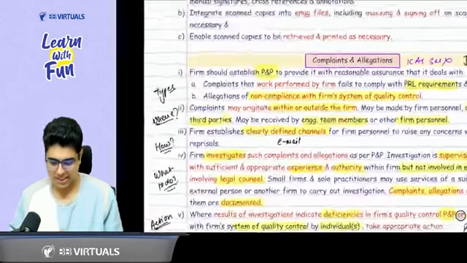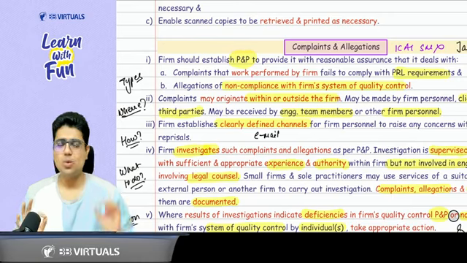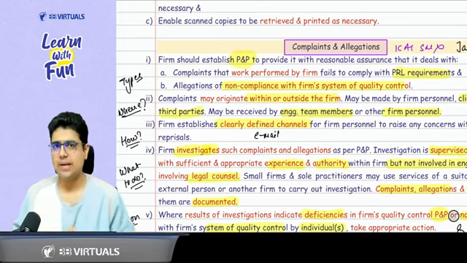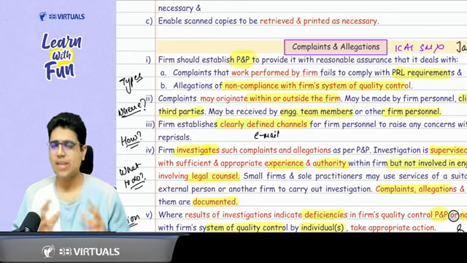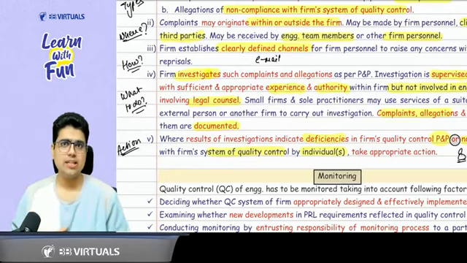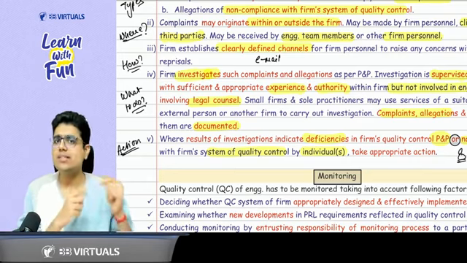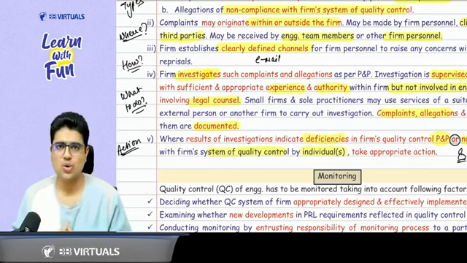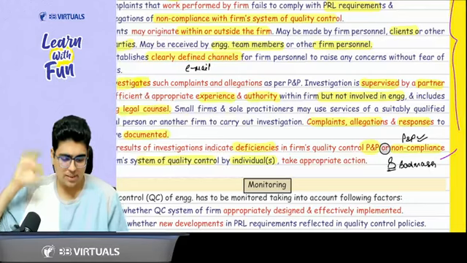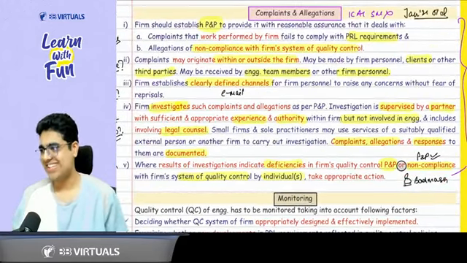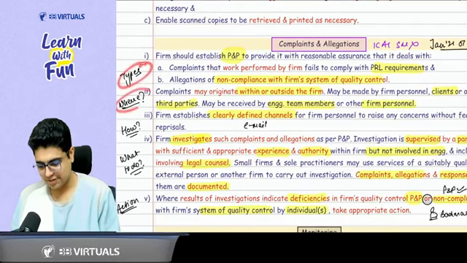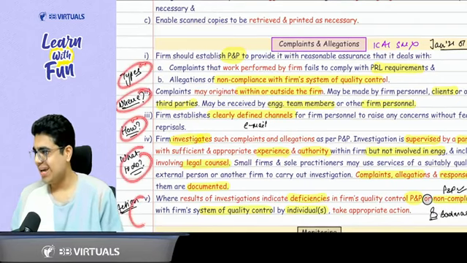Now, what will you do after the complaint is received? Investigate it. Any senior partner who is not associated with the engagement will investigate the complaint, and if required, you can take help of a legal counsel. After investigation, you need to take action. Action can be against the person who has not complied with the policy. Or if there is a deficiency in the system of quality control, you can take action against that. Or if there is no deficiency and the person is the problem, then action against the individual who has not complied with the policy. Clear? So: types of complaints, from where they will come, how they will come, what to do, and action.